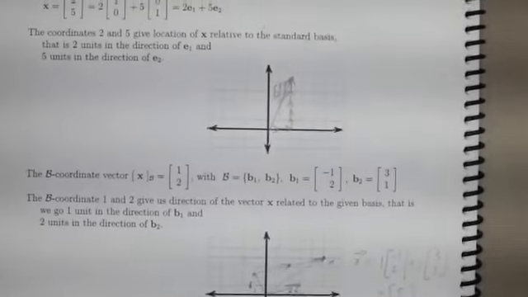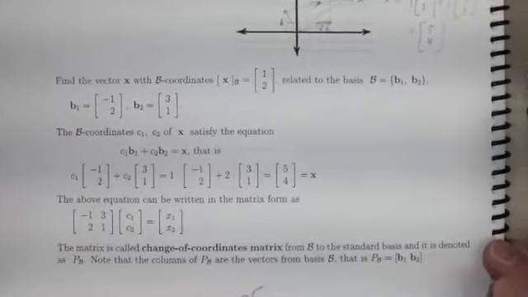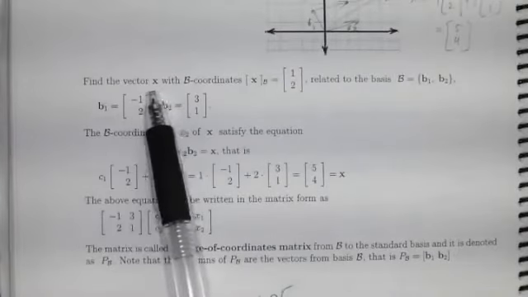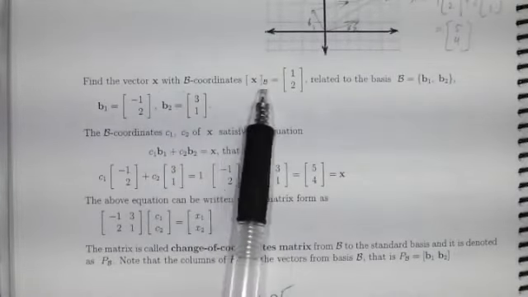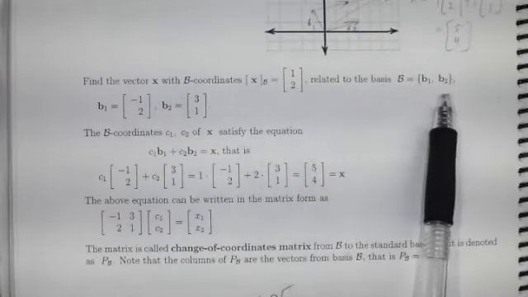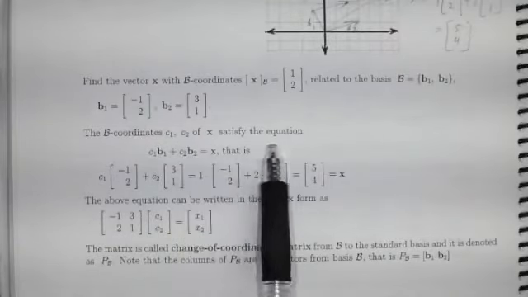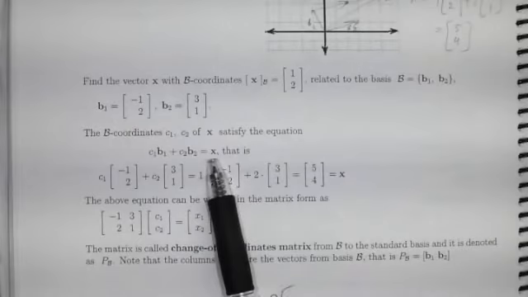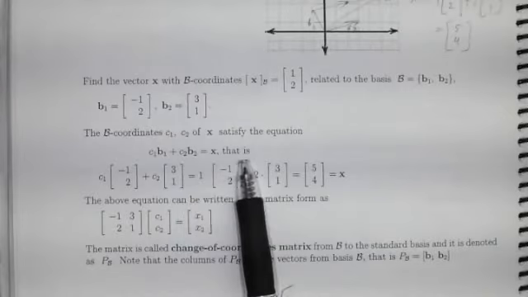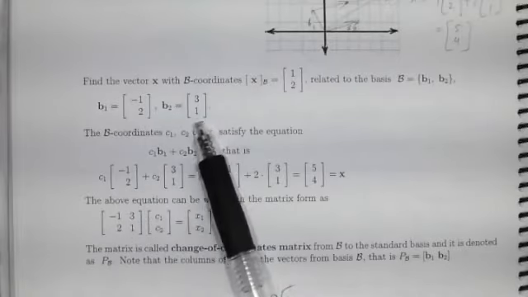Geometrical interpretation of the coordinates. We are kind of halfway through the page. So to find the vector x with B coordinates 1 and 2, so those are the scalars c1, c2 related to the basis. That's my basis. So B coordinates c1, c2 of x satisfy the equation: the vector x is equal to c1 b1 plus c2 b2.